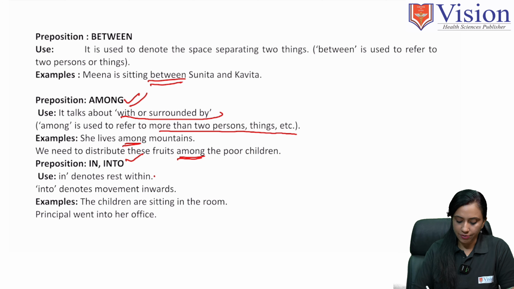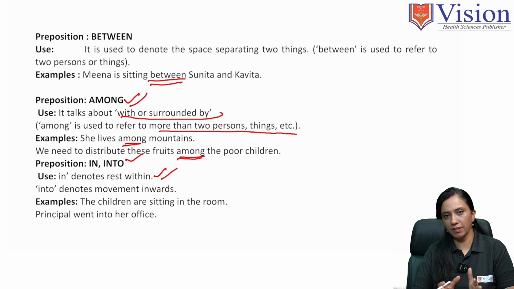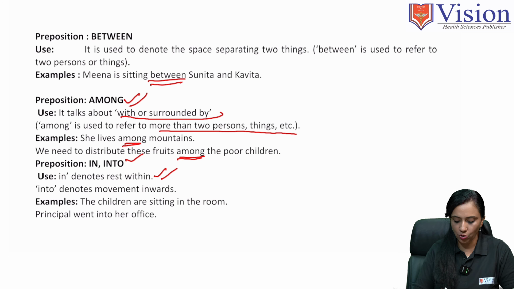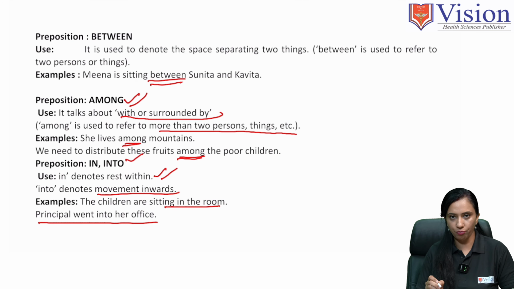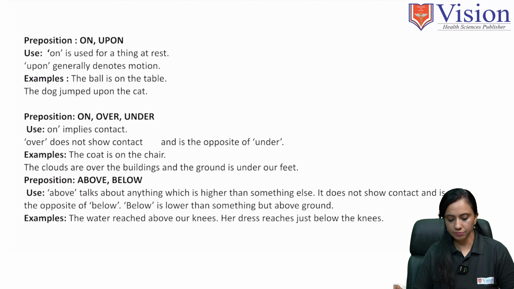Then we have in or into. In denotes rest within. When we are talking about something which is resting within, whereas into denotes movement inwards. Like, for in, the children are sitting in the room, that is, they are resting in the room. Now, what's the difference of into? The principal went into her office. Like she was outside, now she is moving into the office. So when the movement is there, that time we use into. So into means movement, whereas in means resting within.